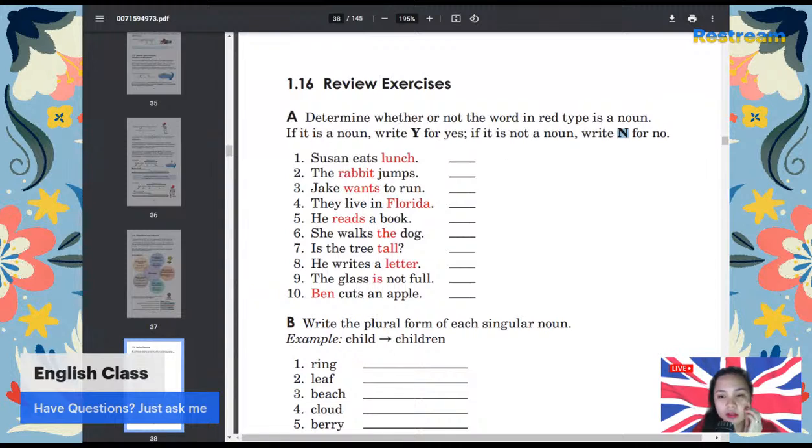Let's start reading. The first sentence is: Susan eats lunch. The red word here is the word lunch. Is lunch a noun or not? If it's a noun, say yes. If it's not a noun, type no. So lunch is what?